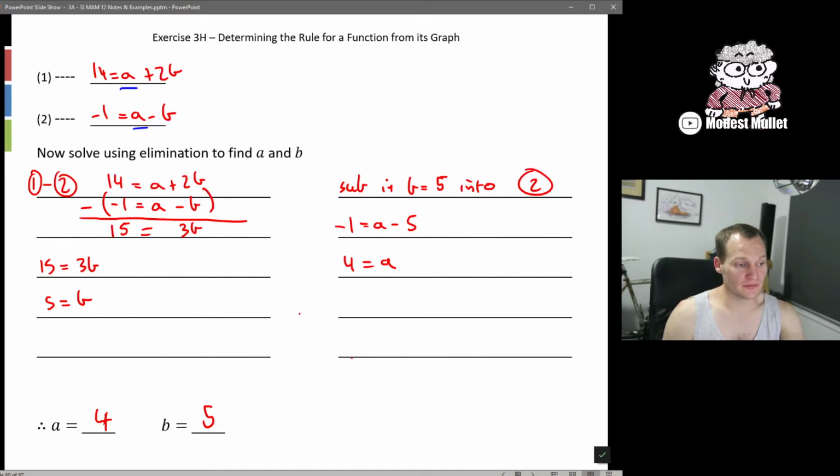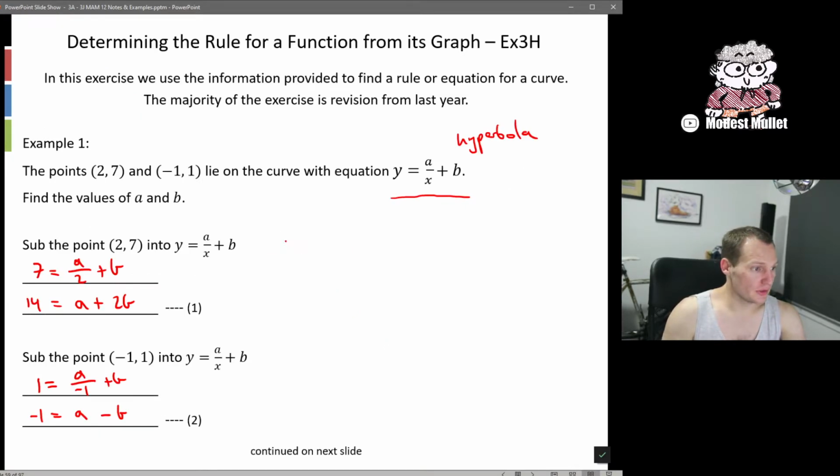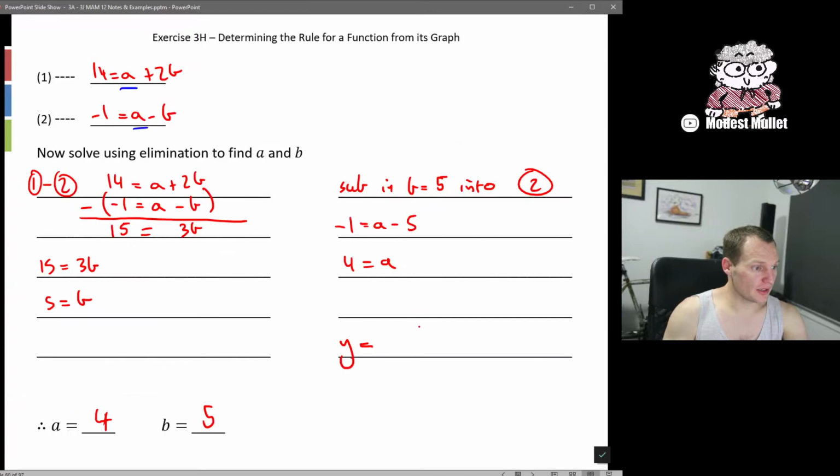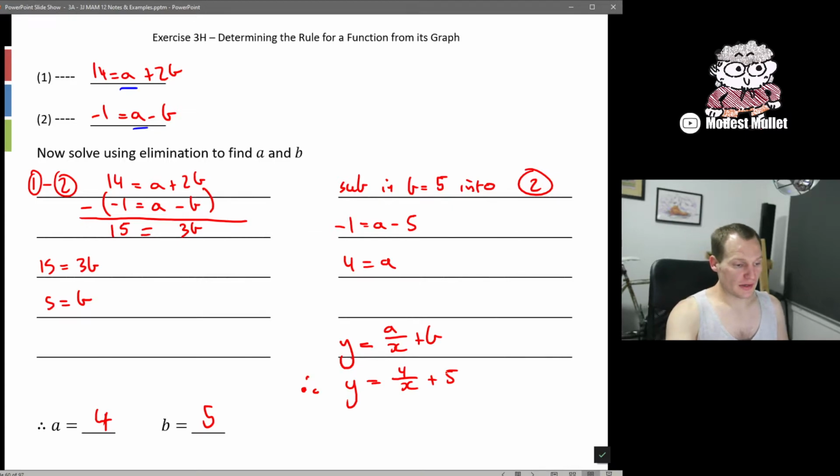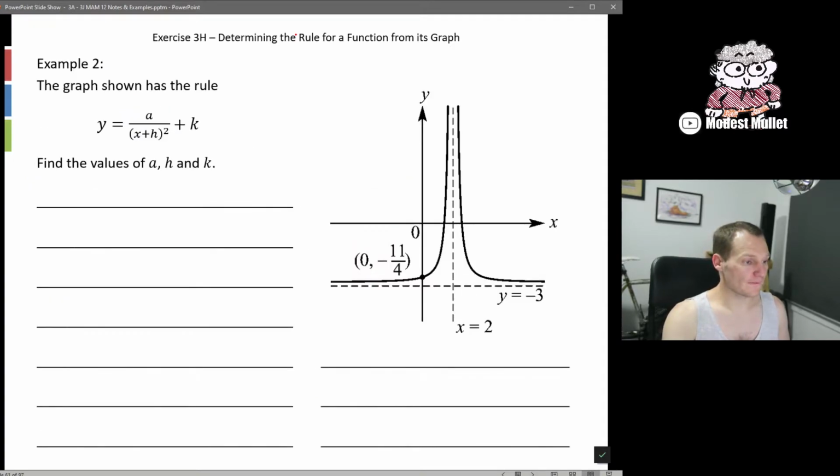Now, if it asked us to find the equation, we would need to go back and actually write y equals, what was that, a on x plus b. Therefore, we get y is equal to 4 on x plus 5. If you're asked to find the equation, in this case we weren't, so you could have just left it at a equals and b equals. Right.